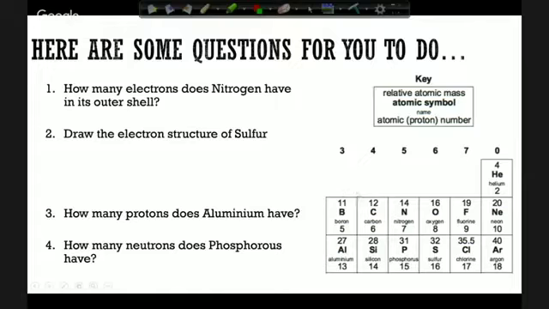Also, if you remember that the relative atomic mass is the number of protons plus neutrons, which will be helpful for one of these questions, that will help you remember that the mass of each of those is 1, because you simply add them up.